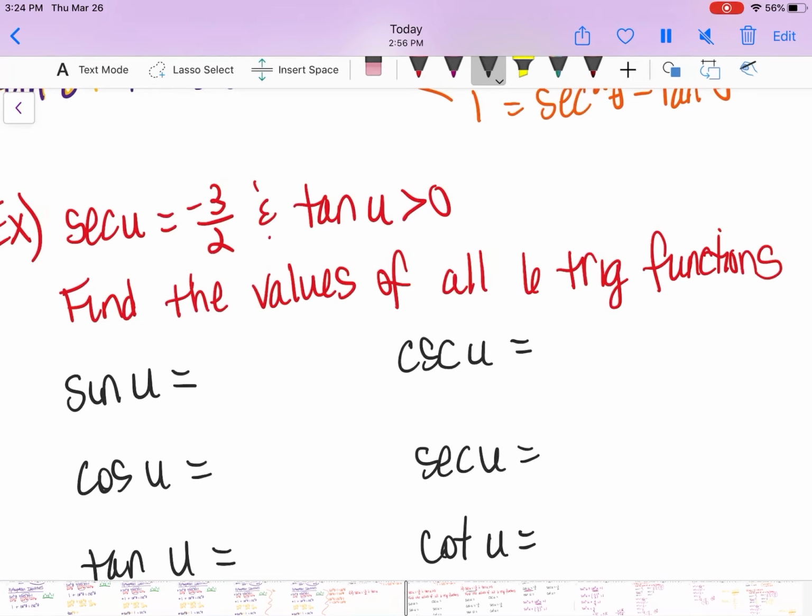Now, first of all, we need to look at our given information. We know that the secant of u is -3/2. So that's what I'm going to fill in first. I'm going to write down -3/2 for my secant value.